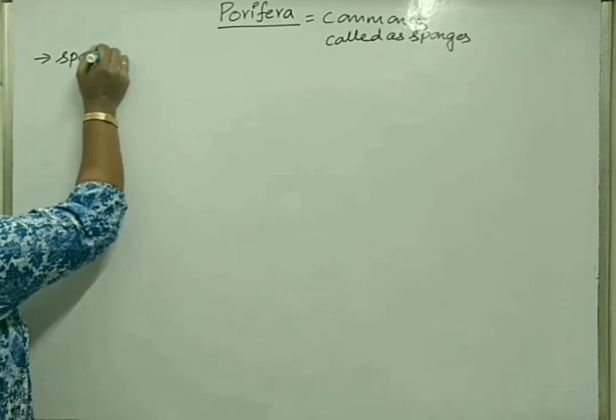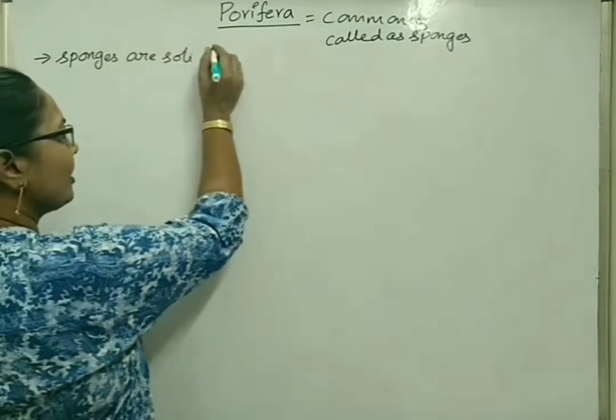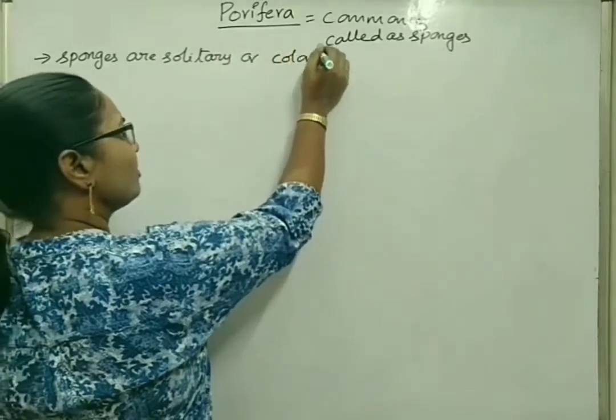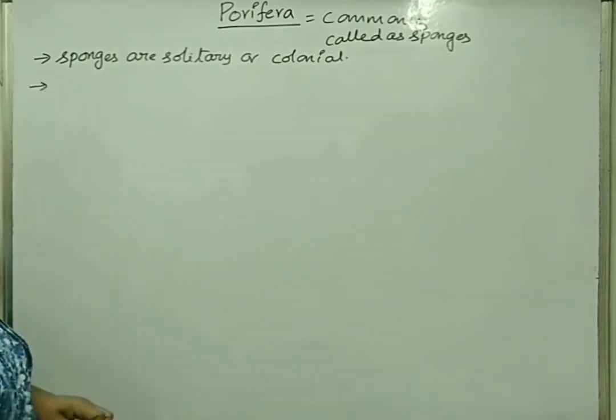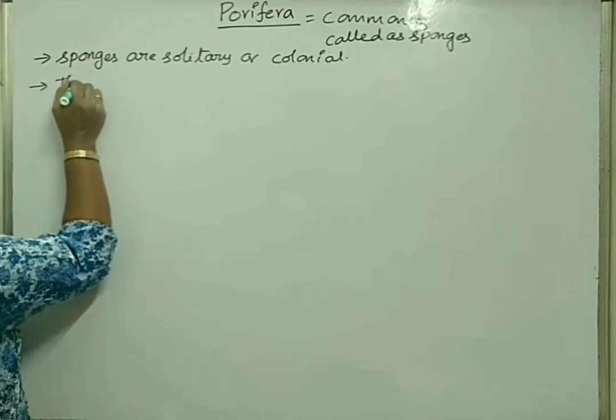Sponges are solitary or colonial, means they live in single or in colony form. In the anterior part of the body, sponges have a paragastric cavity which is called as spongiocele.